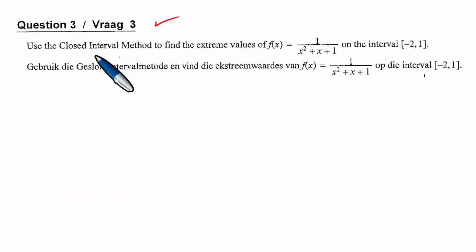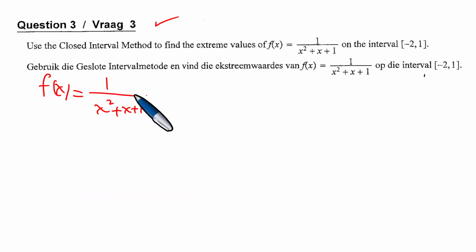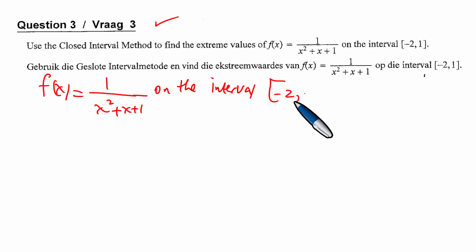Question 3: use the closed interval method to find the extreme values of f of x equals 1 divided by x squared plus x plus 1, on the interval minus 2, 1.